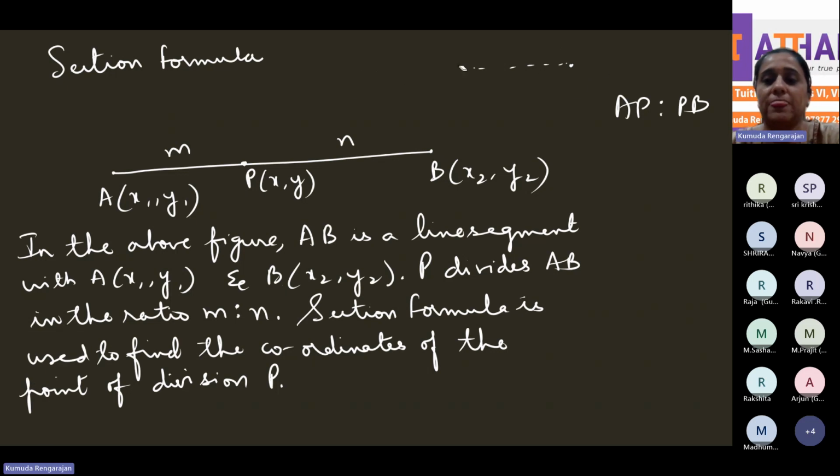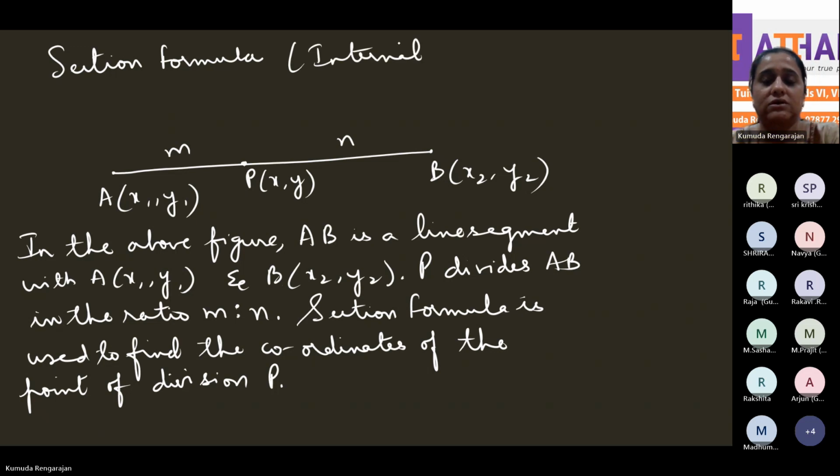We've never had this in our syllabus. So we learn only internal division, section formula. Internal division, just for your knowledge, is the division where the point P lies on the line segment AB, not on AB produced. If P lies on AB produced, it is external division. If P lies on the line segment AB, it is internal division.